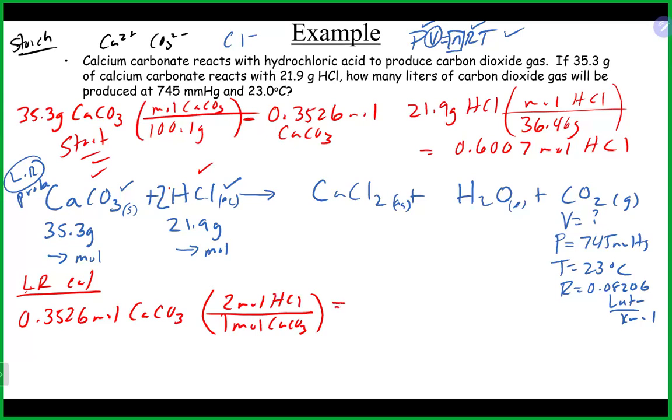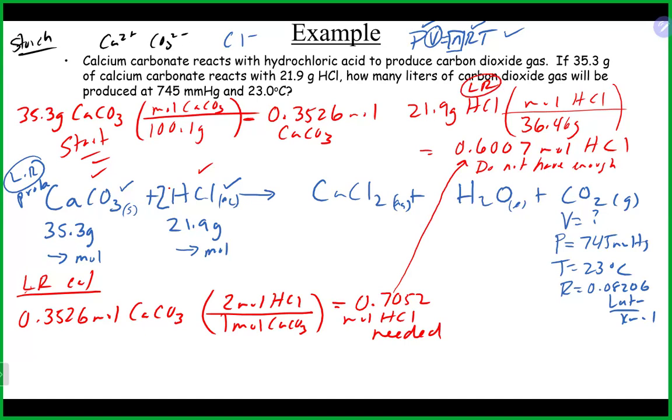And that means that I would need 0.7052 moles of HCl. So in this particular case, I want to compare that to how many moles of HCl I'm starting with, and I could see that I do not have enough. And because I do not have enough, that means in this case, actually my HCl will be my limiting reagent, and my calcium carbonate will be my excess reagent. Any questions on that there?